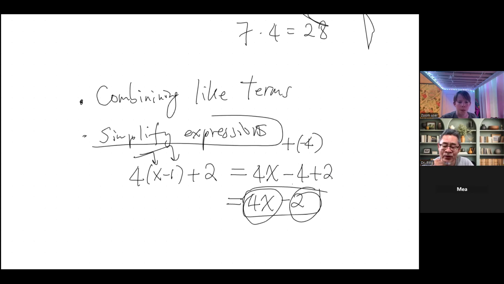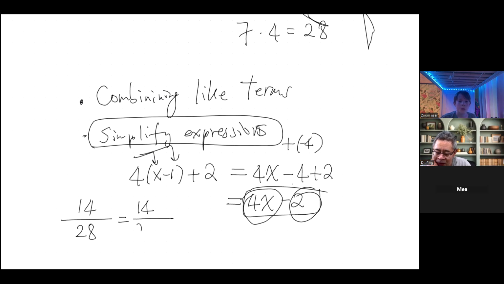And there are other types of simplifications. For example, 14 over 28. Well, we can say 28 is 2 times 14, and 14 and 14 cancel, we got one half. So as long as we can keep simplifying it, we'll do that until we get to the end. On here, that's the end. There's nothing we can do anymore. Okay, so that's called simplifying expressions.